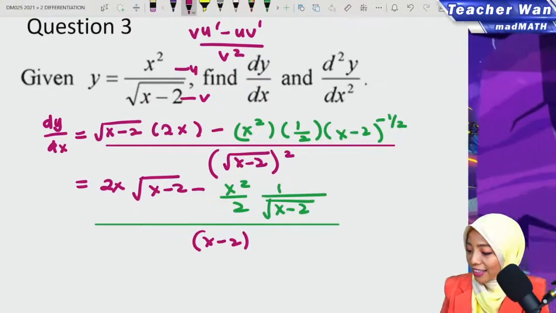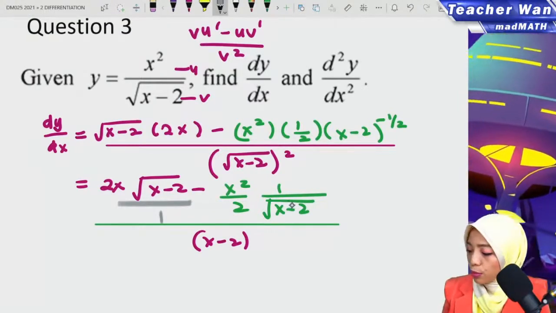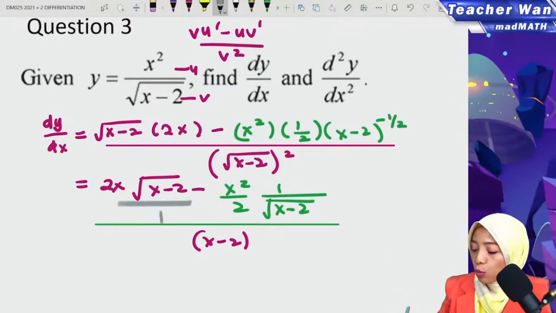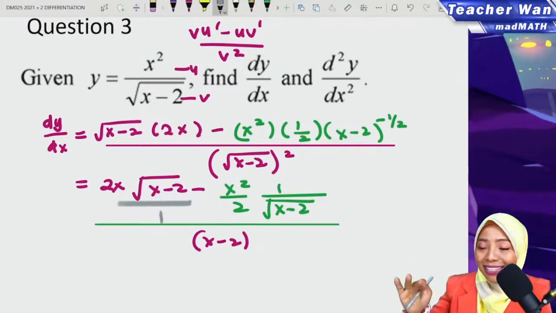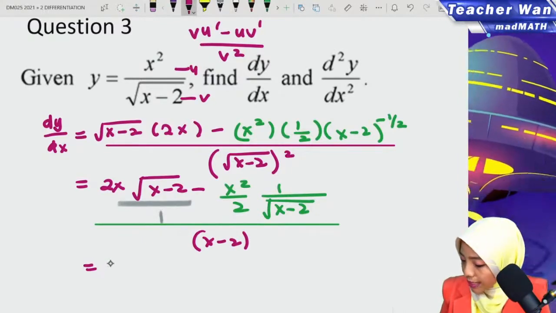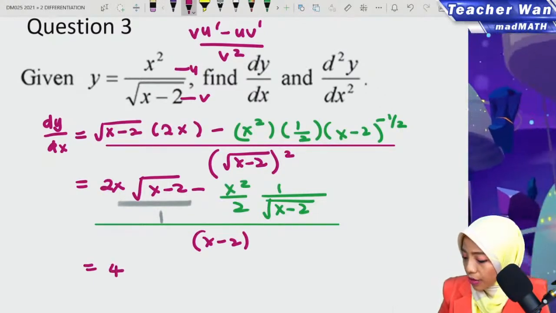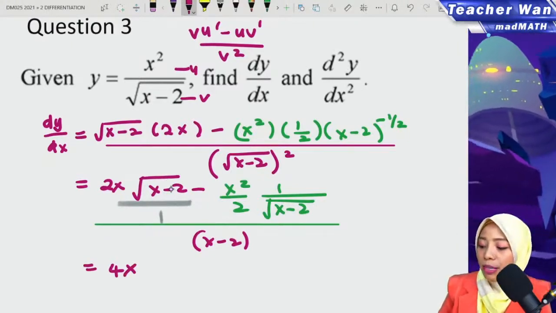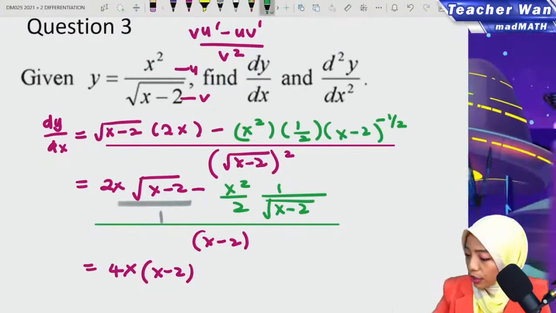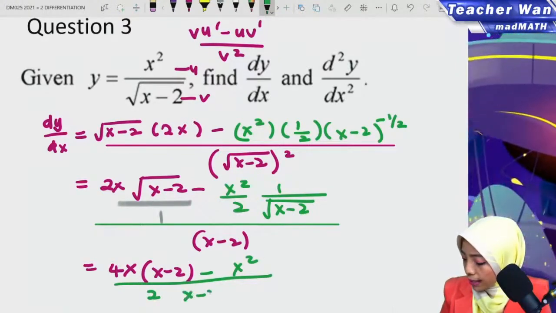Okay. So now, you see that this is over 1. So you have to find the common denominator. We have to equalize the denominator. So we have to multiply with 2 square root of x minus 2. Okay, so 2x times 2 becoming 4x. Square root of x minus 2 with square root of x minus 2 becoming x minus 2. Okay, minus with x squared over 2 square root of x minus 2.